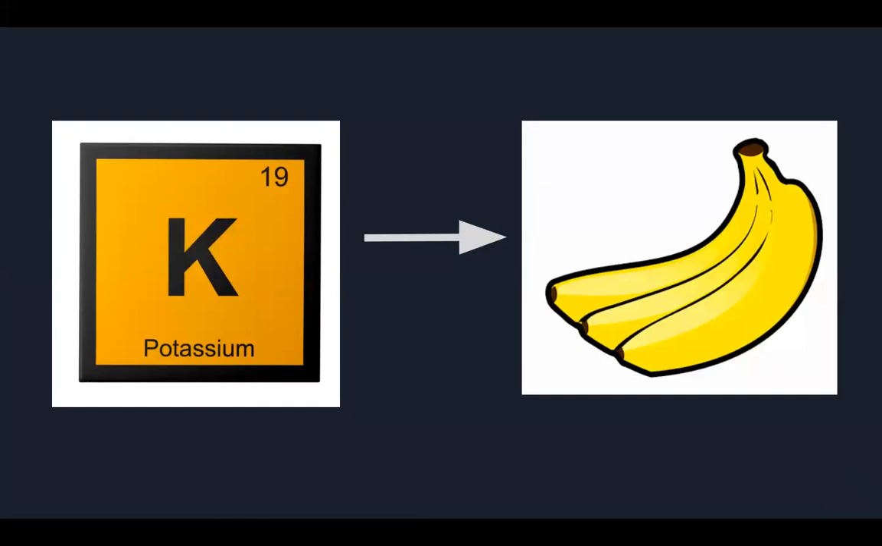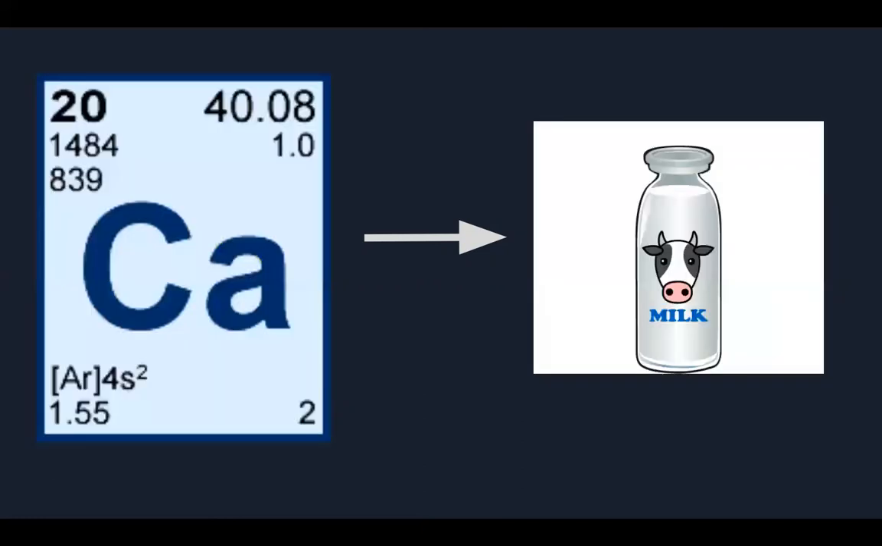Some of the important molecules involved in this process during a concussion are potassium and calcium. We can think of potassium as bananas. Everybody knows bananas have a lot of potassium, so when you see the bananas, you know that's potassium. And calcium is another important molecule. We know that a lot of calcium comes from milk, so when you see the milk, you know that's calcium.